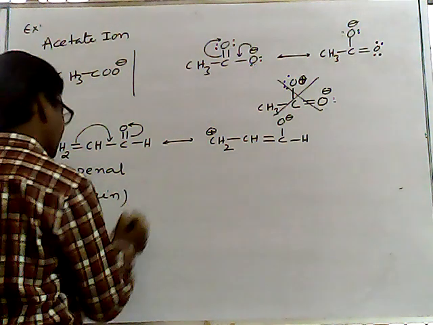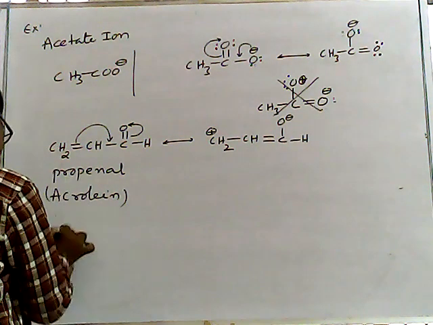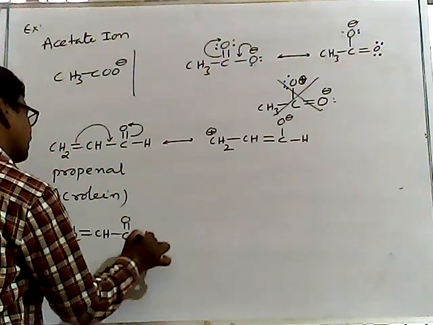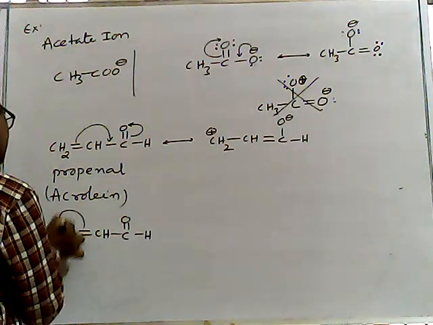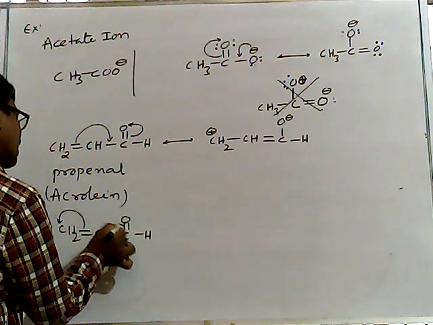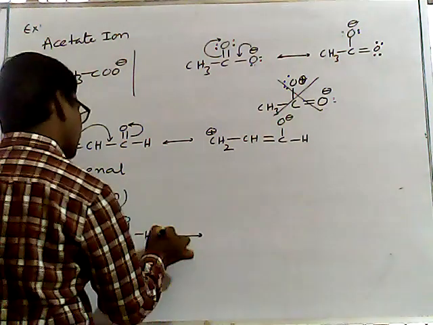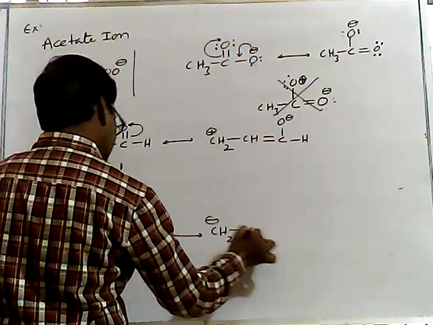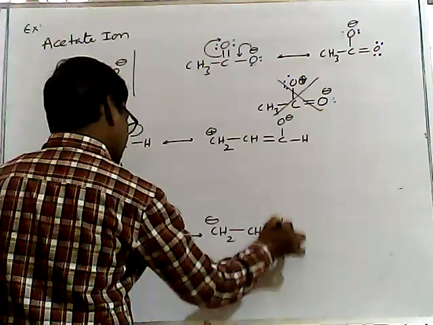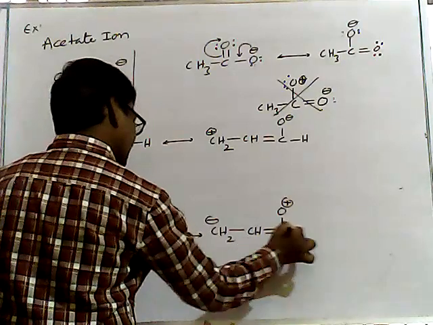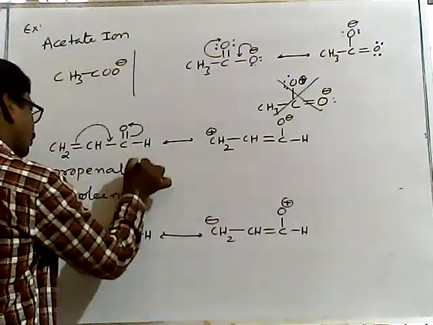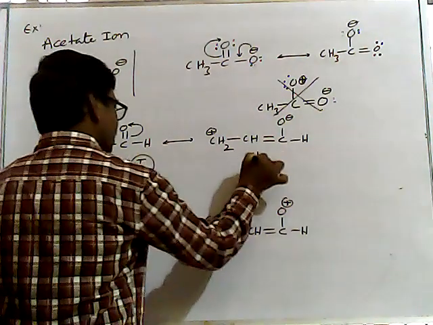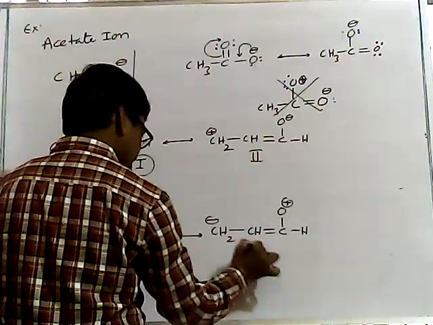Then one more form we can write in reverse order. Here I am writing the same thing: CH2 double bond CH, C double bond O H. Whenever this pi electron pair shifts here, for this also we can write CH2 minus, single bond, CH double bond C, here O plus, then here hydrogen. This is also one form. The first structure, this is the second structure, this is the third structure.